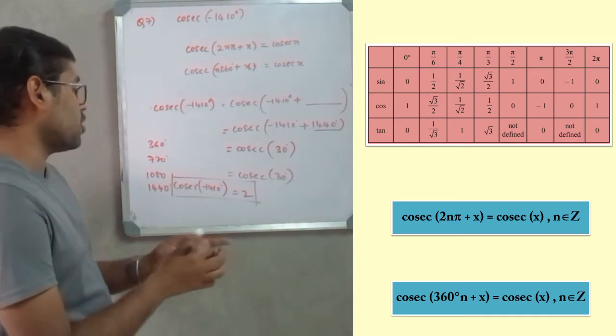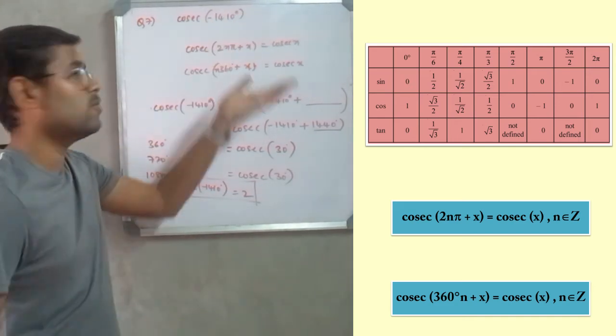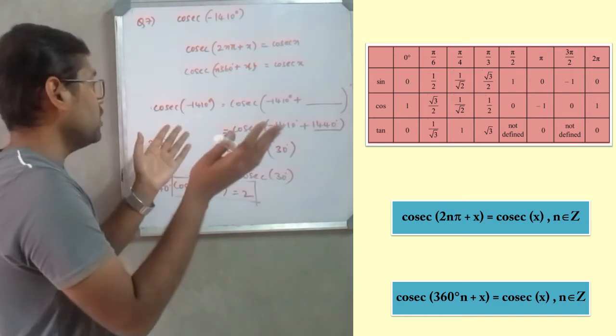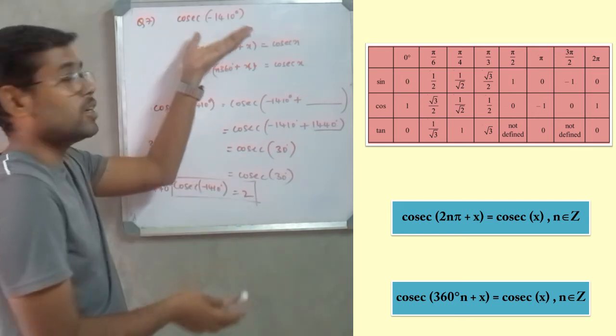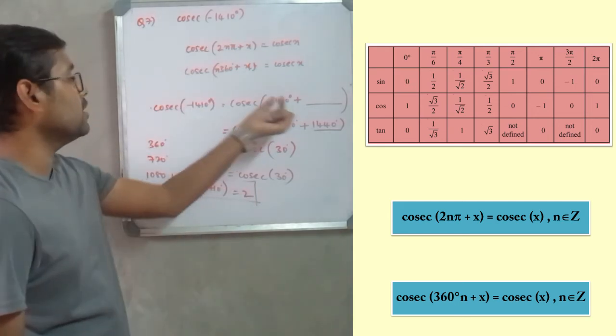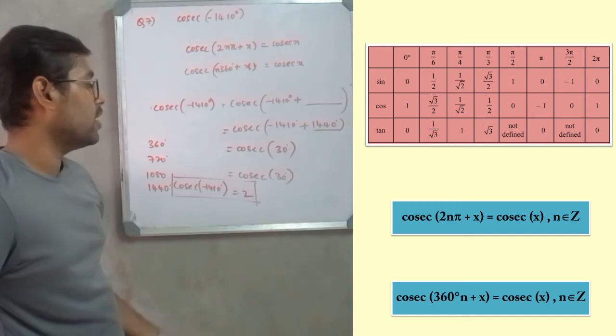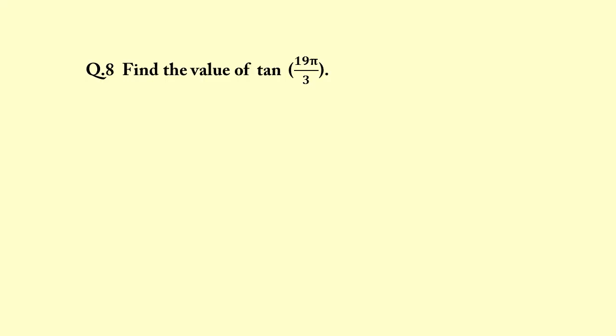Now in the previous problem we had the angle as a positive value, so we divided that into two parts. Now in this case we have a negative value. What we will do is add the integral multiple of 360 to that and get the required answer.